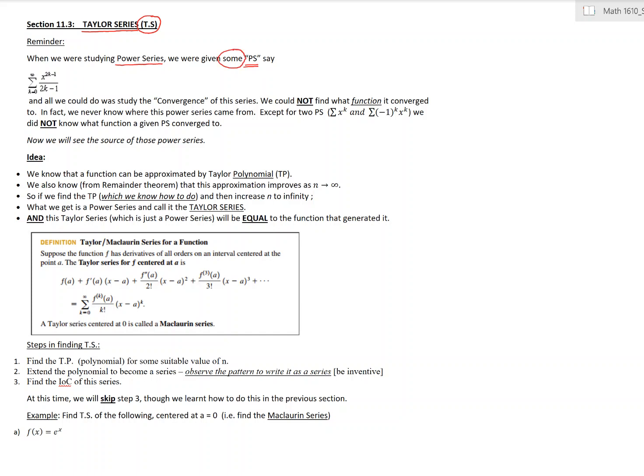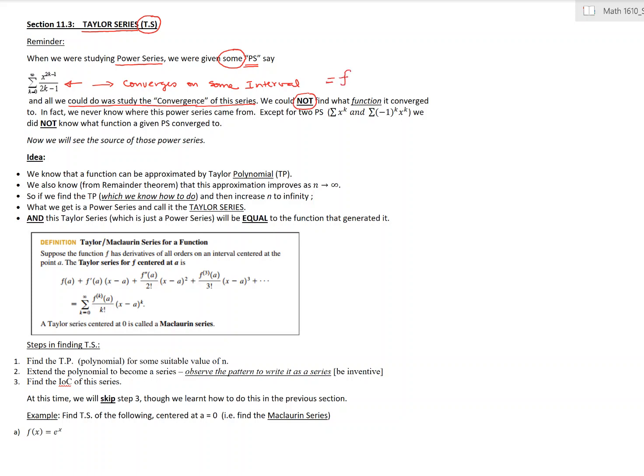Someone gave us a power series, and suppose this is a power series that we had. So what did we do with it? All we could do was study the convergence of this series. We could not find what function it converged to. So when you have this power series, we found that it converges on some interval. So that means it converges to something. It adds up and sums up to something.